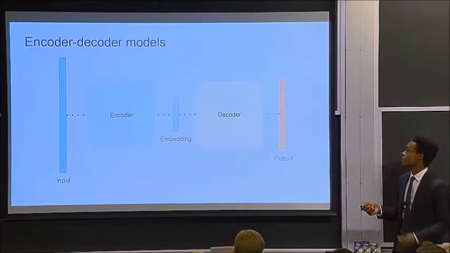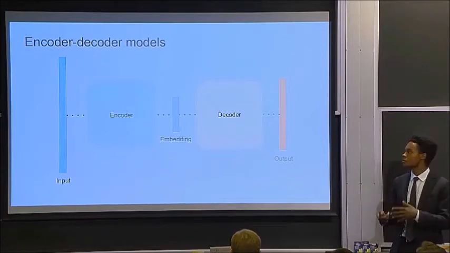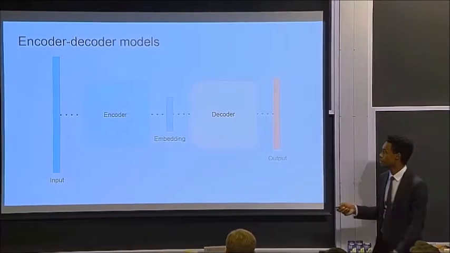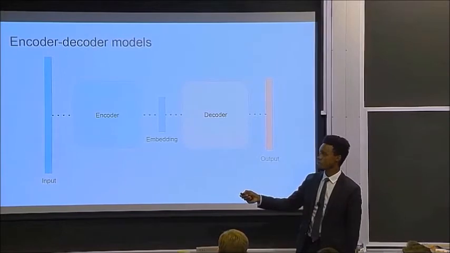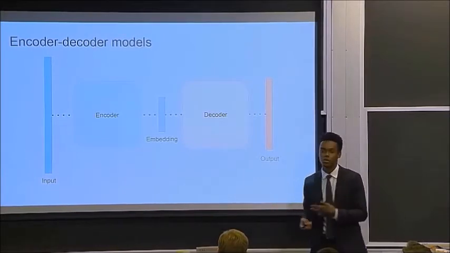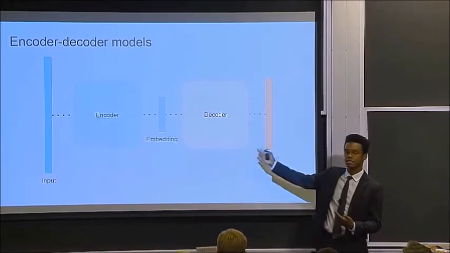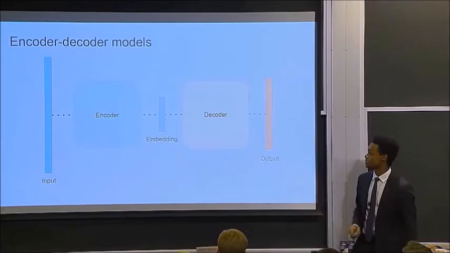So luckily, many of the sequence-to-sequence tasks follow a similar architecture to our pipeline. So essentially, you feed an input into an encoder model. That encoder generates an embedding. That embedding is fed into a decoder. And then finally, our output is created.